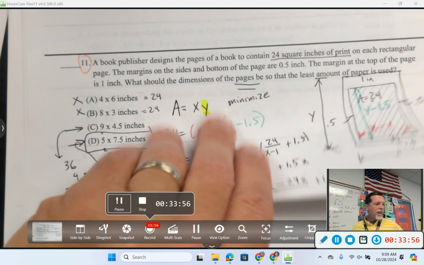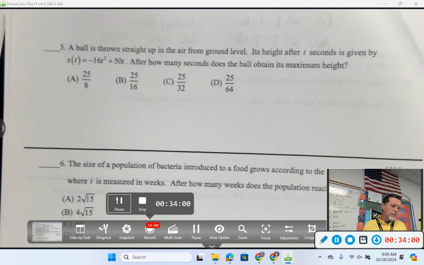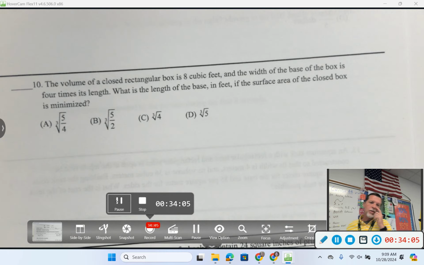Okay, so try some more of those problems. Some are pretty easy, ones where they just give you an equation, like 1 through 6, and then they start to get kind of hard, like the ones we worked on today.